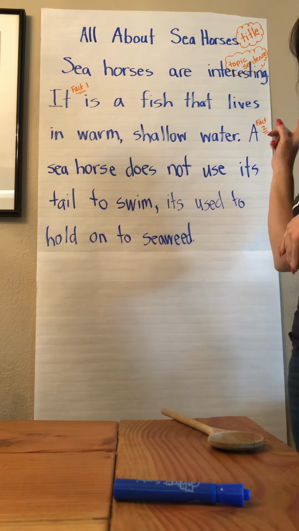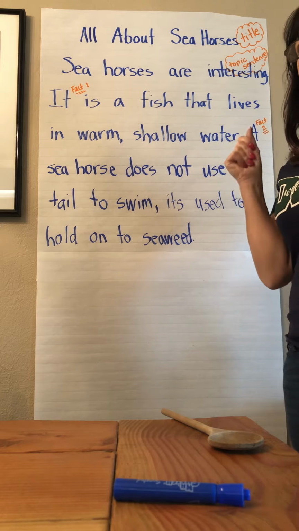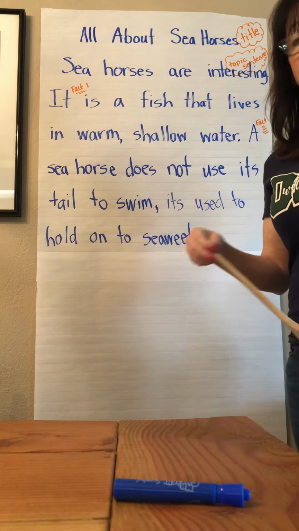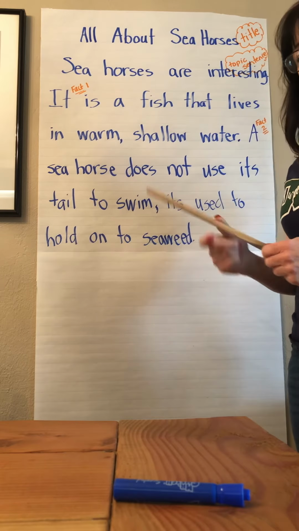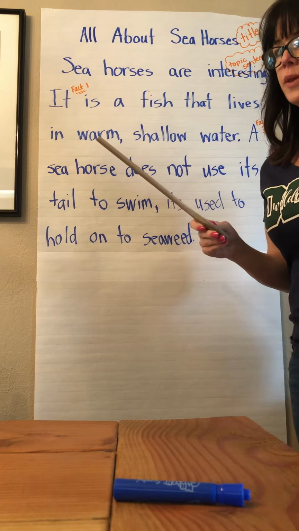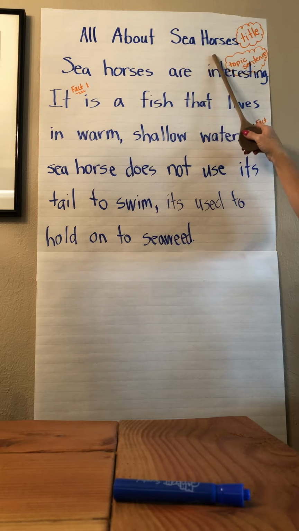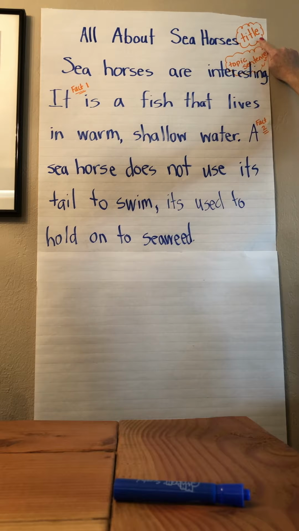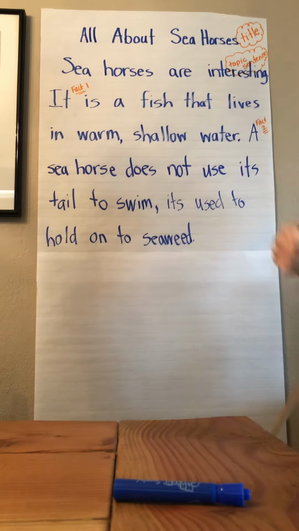And so good writers, when they're writing and they're trying to concentrate and make sure their writing makes sense, go back and read what they wrote. I didn't bring a pointer from school, so I'm using my wooden spoon. And I'd like you to read along with me. All about seahorses. And you'll notice that I put this little help for us. That's my title, so check mark that one off. I got my first part done.